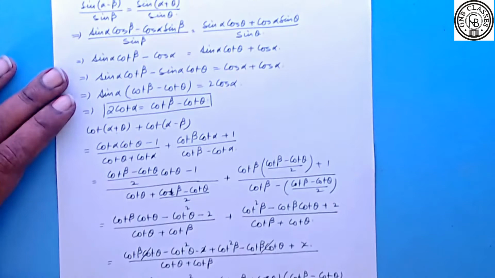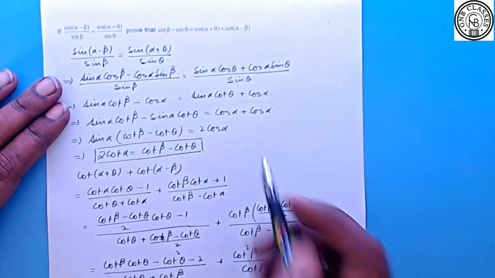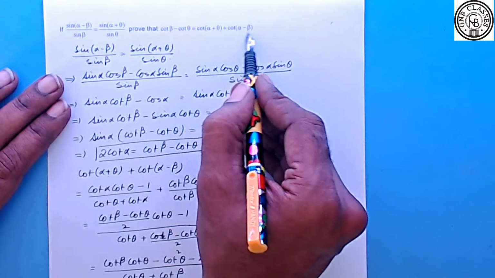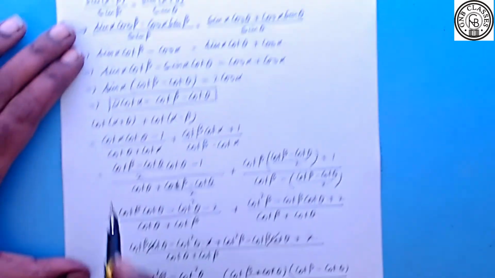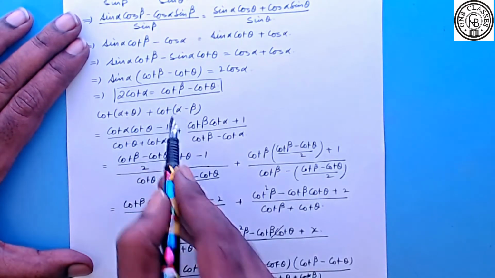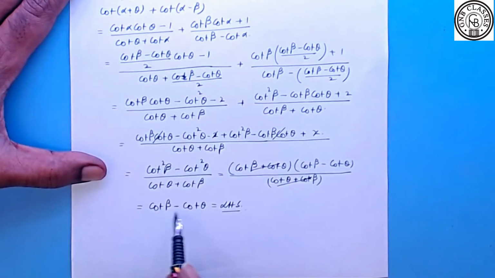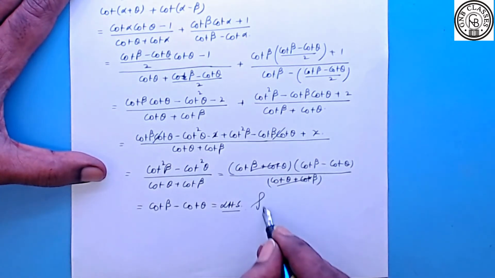Is it clear? We have been given to prove that cot alpha plus theta plus cot alpha minus beta, exactly that we have started with, and we have to reach cot beta minus cot theta, that exactly we got, cot beta minus cot theta. Is it clear to all of you? Okay.